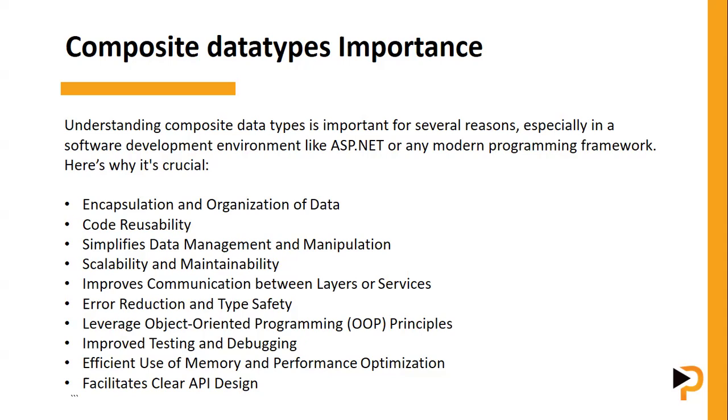Next is scalability and maintainability. You can extend an order class by adding more fields without breaking the existing functionality. By using inheritance, you can maintain the existing class as well as add more functionality, and that leads to a more maintainable code base as the application evolves. Next, in ASP.NET Web APIs, you typically use composite types like DTOs. We have already discussed these. This makes it easier to serialize and deserialize complex data structures into JSON or XML formats for communication.